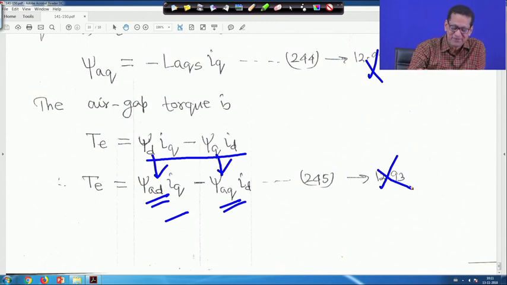All these derivations have been made before. So, from that we are writing like this. So, why we are writing like this?